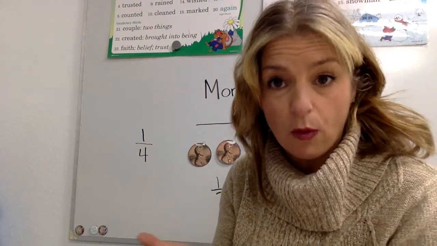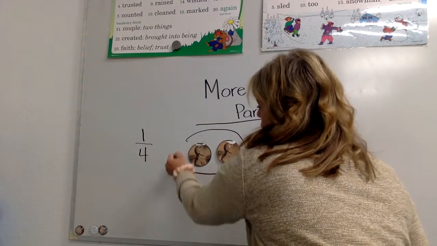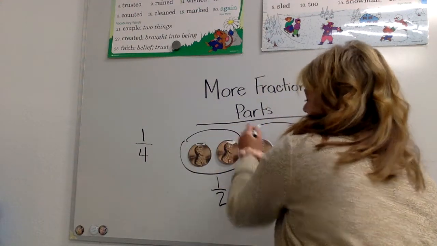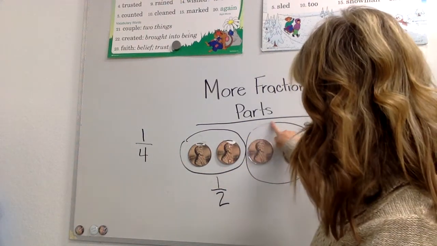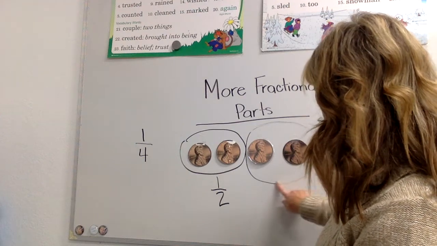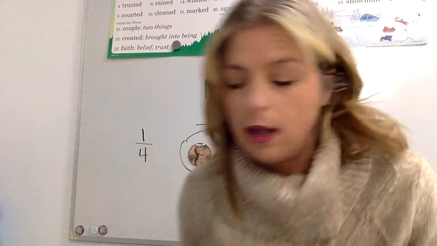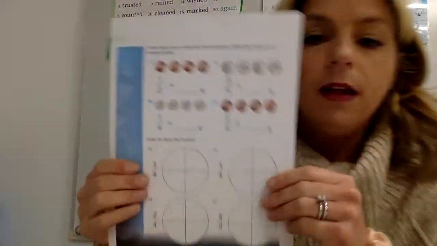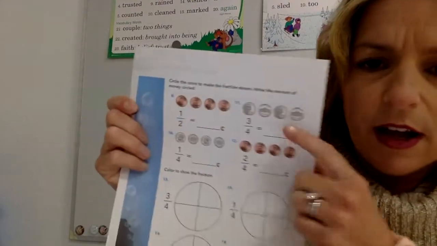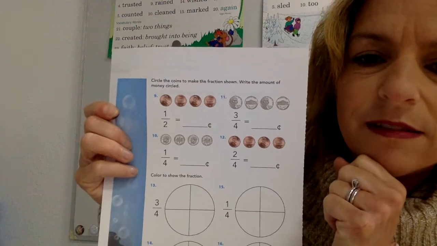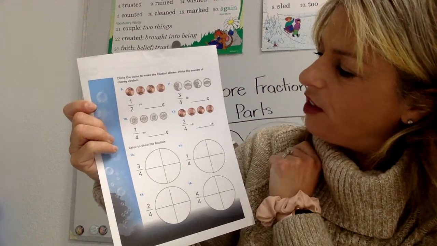Remember, a fraction is always even parts. How do we make this even? Well, 2 for you, 2 for me, right? But we only need to circle half. So we could go ahead and erase this because now we circled half of the 4 pennies. For the next one, we're going to do 3/4 of the, who knows what coin that is? Right, nickels. So we want 3/4 of the nickels.